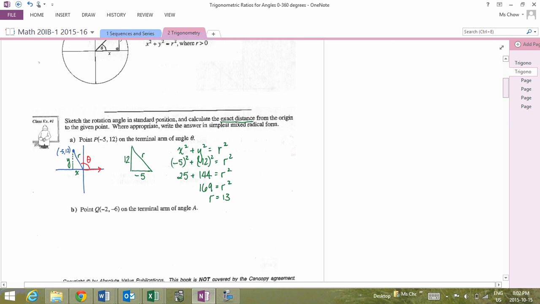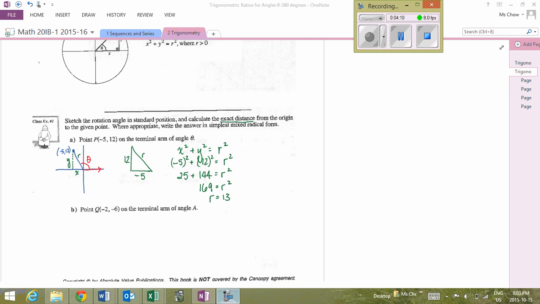So in this particular case, we have -5 squared, that's our x, plus 12 squared, our y squared, is equal to r squared, or 25 plus 144 is 169. When we take the square root of both sides, we recognize then that r is equal to 13. So the exact distance from the origin to the given point then is 13 units. So let's try hitting pause again and completing part B.